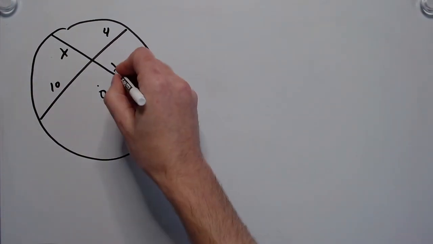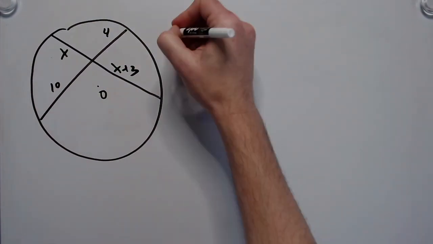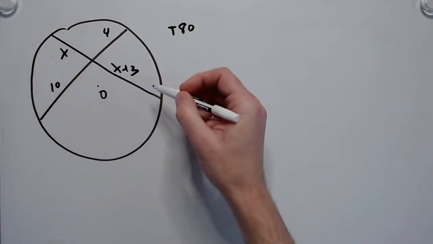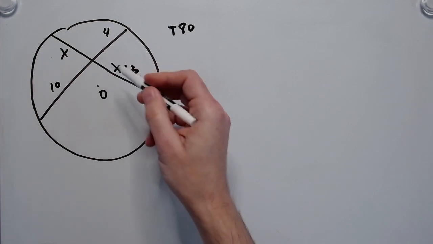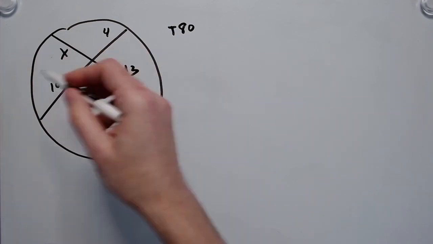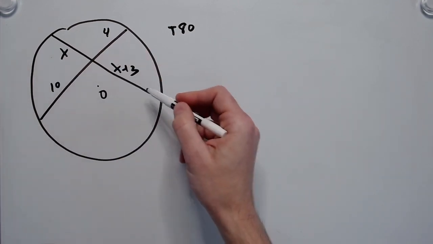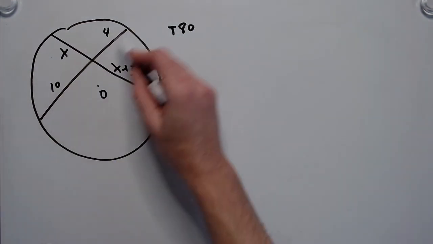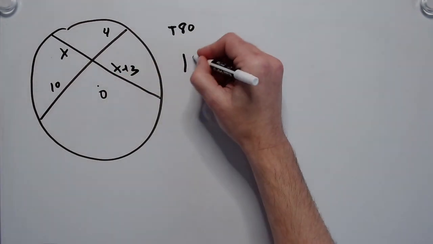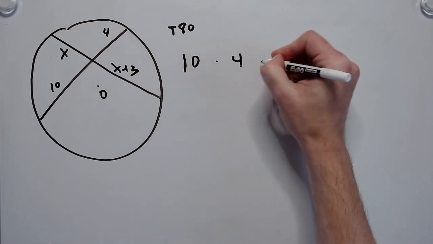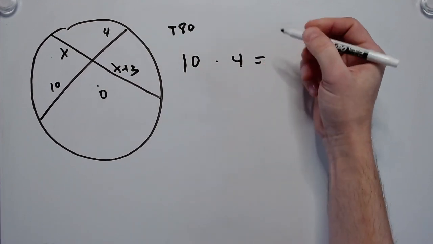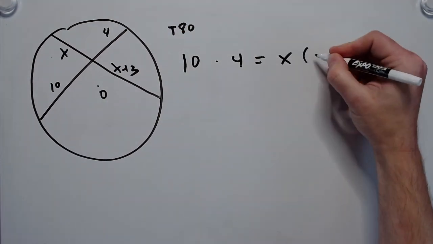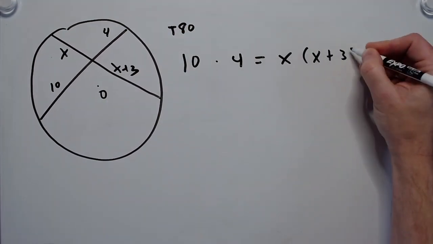Make that a better x. So we're going to use theorem 80. We know that when two chords intersect in a circle, the product of the lengths of one chord is equal to the product of the lengths of the other chord. So let's look at this chord first. So that means that 10 times 4 is going to equal this times this. X times x plus 3.